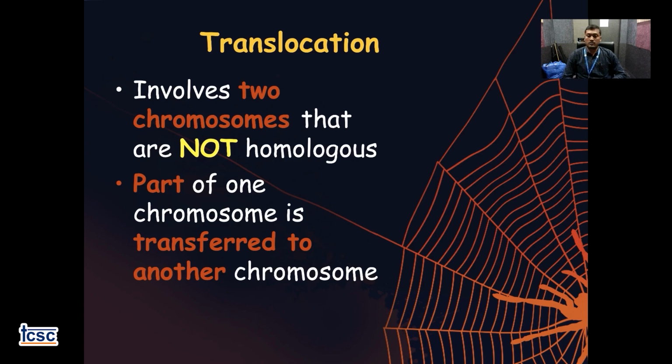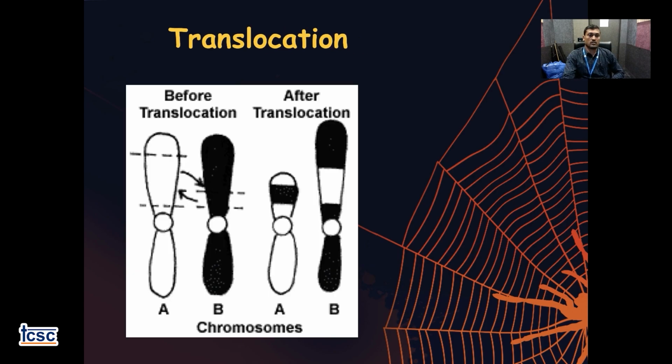That is called translocation. Here you can see in the picture, before translocation and after translocation. So here is the entire chromosome, and here is the second chromosome which is not homologous. And after translocation, you can see there is a change in their structure, a change in their morphology. So what is meant by translocation? Translocation means simply the transfer of one part of a chromosome into a second chromosome. That is called the translocation type of mutation.